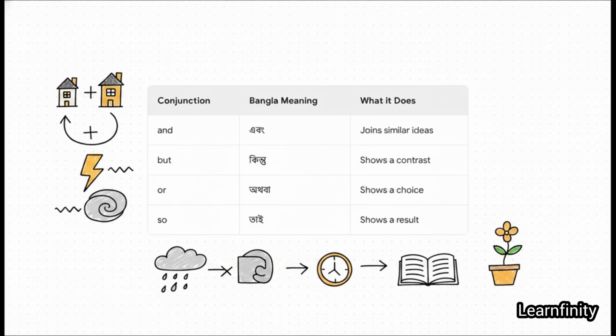To connect them, we use these special little words called coordinating conjunctions. You can think of them like bridges between our ideas. For instance, and or ebong is used to join similar ideas. But or kintu shows a contrast, something different. Or athaba gives you a choice, and so or thai shows a result. These little words are super powerful.